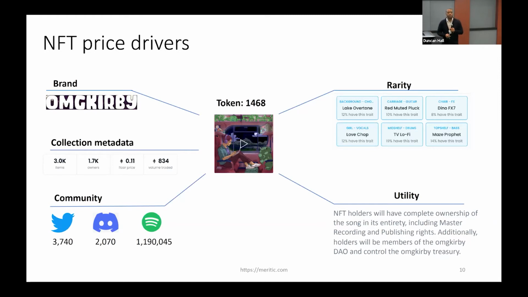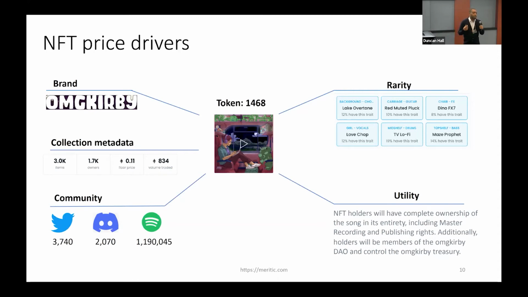Another one is the collection metadata. Of course, how big is the collection? How many previous owners are there of that collection? And various other interesting things. What is the description? What is it about? Why do I care?